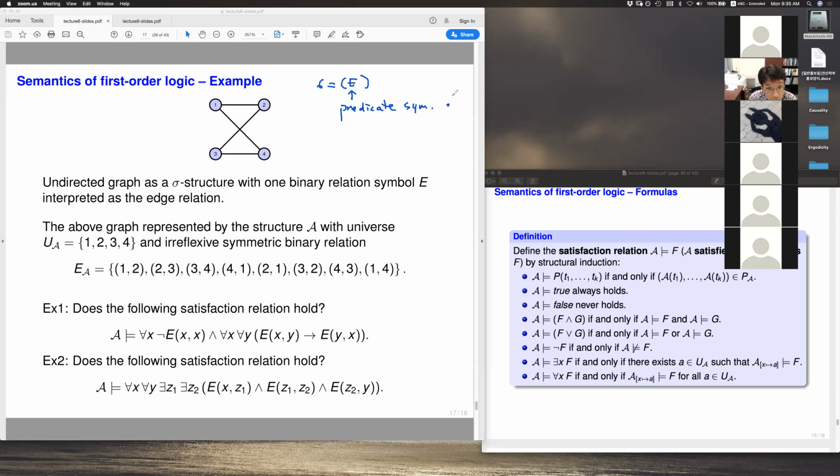And of error T2. And that's it. I mean, we don't have anything else. And then we have a structure, A. And our structure is this graph.